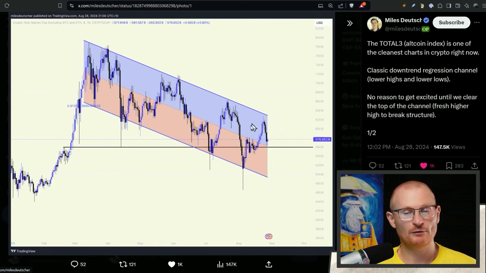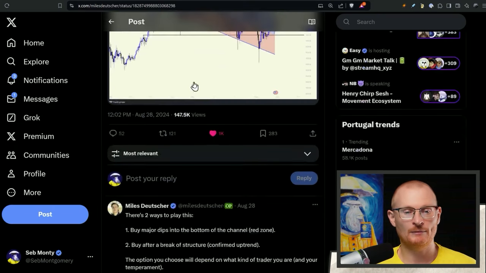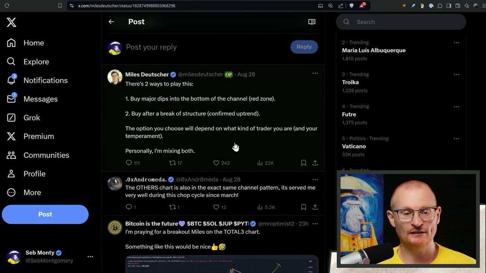So taking profit in the blue zone and buying in the red zone. This could work out. It's still going down, but if you're buying anywhere down here, you could be taking profit up here with your favorite meme coin, or not necessarily meme coin, just an altcoin in general. This is his thesis. Two ways to play it: buy major dips into the bottom of the channel, red zone, or buy after a breakout of structure, confirmed uptrend. The option you choose will depend on what kind of trader you are.